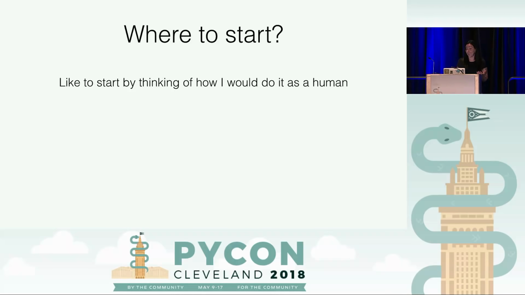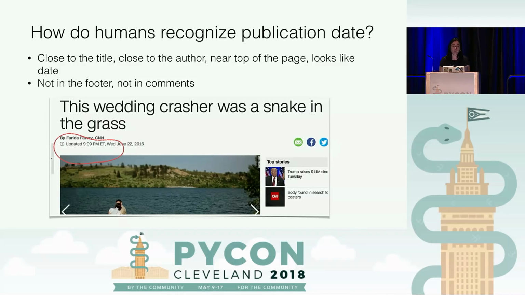So I like to start these tasks by thinking, well, before I try to get a computer to do something, how would I do it as a human? As a human being, when I look at a page, how do I know this is the publication date versus some random stuff? So, okay, let's look at this article. This is something from CNN.